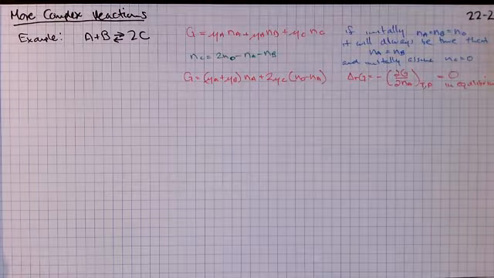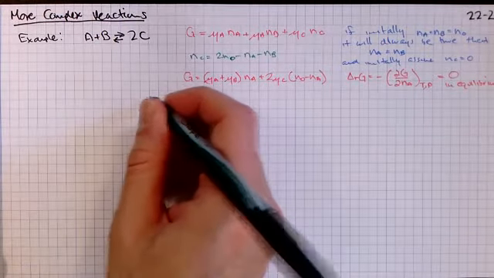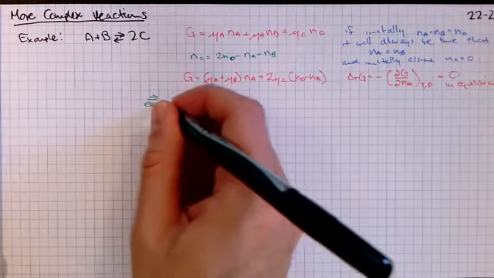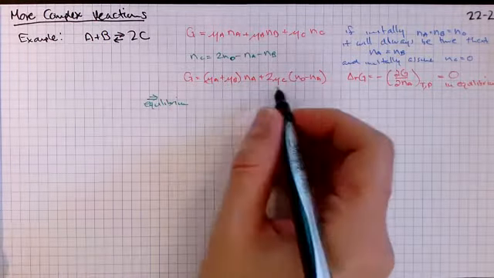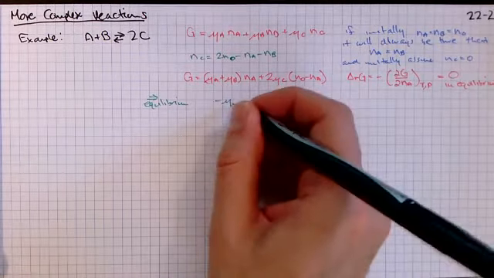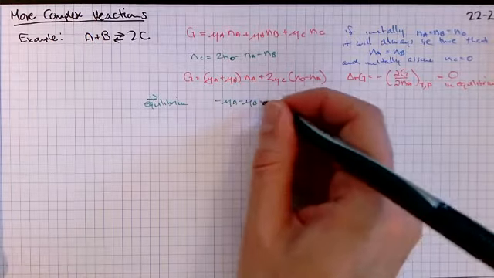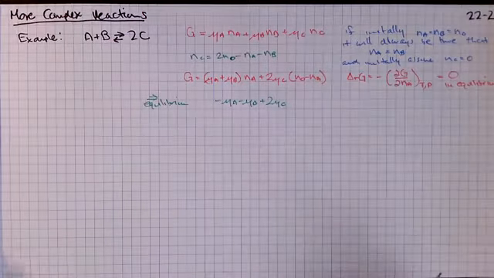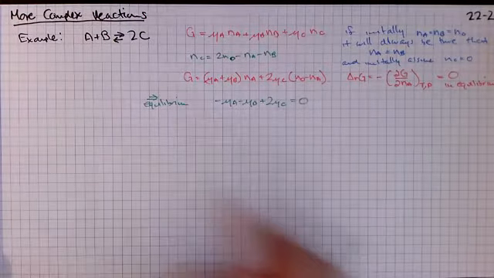Okay, so we can write this down. The condition for equilibrium is then, just let's take the derivative of this with respect to NA. We get minus mu A minus mu B plus 2 mu C, right, is equal to 0. And that's our equilibrium condition.